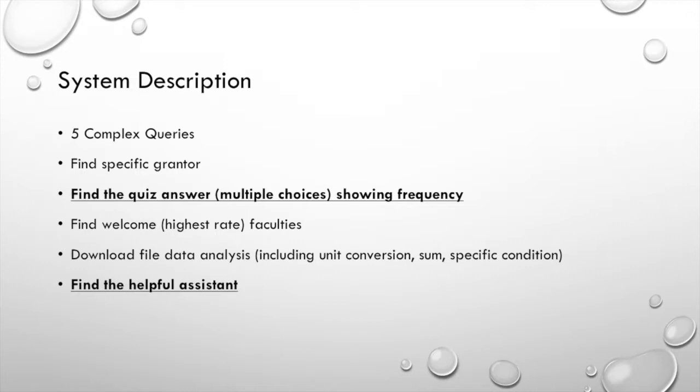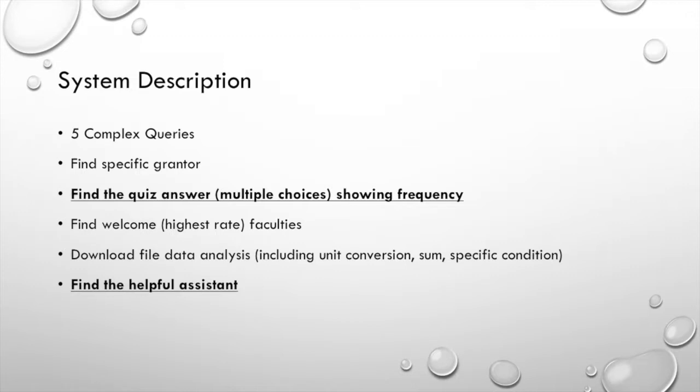In our database project, we introduced 5 complex queries to do some complex functions. For example, we can find a specific grantor. Also, we can find a quiz answer with multiple choice to show its frequency. And then we can find the welcome faculties, which means the faculties with the highest rate. And then we can also analyze the dollar file data, using some math such as unit conversions and sums with specific conditions. And finally, we can find the helpful assistant.